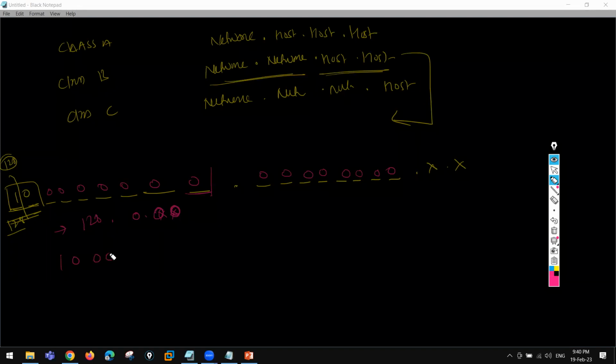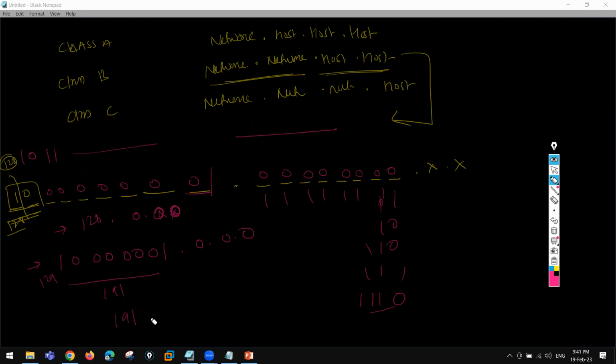So 1 0 0 0 0 0 0 1, and the rest are 0.0. So this becomes your 129. And likewise, once you are done with this octet, this will become 191, after all are 1 in this particular octet. Then we'll move to this particular octet. One could be here, then 10, then 110, then 111, then 1110. And after all are 1, that would be the highest network, 255. Like 1011, all these are ones. So this becomes 191, this becomes 255, this becomes 0.0.